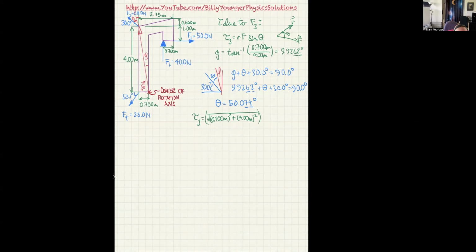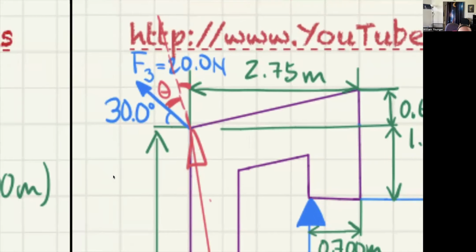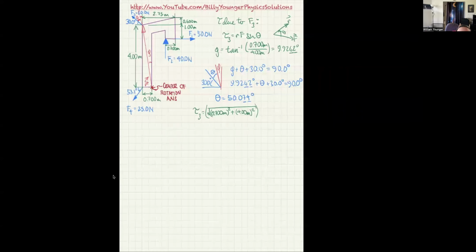The F, on the other hand, is 20 newtons. We can look up there and see, even though I wrote it kind of small, it is 20 newtons. So I'm going to write times 20.0 newtons, and then I'm going to take the sine of 50.074. I'll leave the units off just for room. But now we can go ahead and calculate all this. We should be careful with the addition going under the square root.